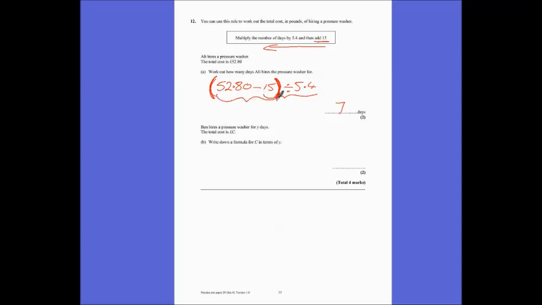Ben hires a pressure washer for Y days and the total cost is C pounds. Write down the formula. So the cost, C, is going to be equal to the number of days, which is Y, times by 5.4. So we put 5.4 in front, then add on 15. So it's C equals 5.4Y plus 15.